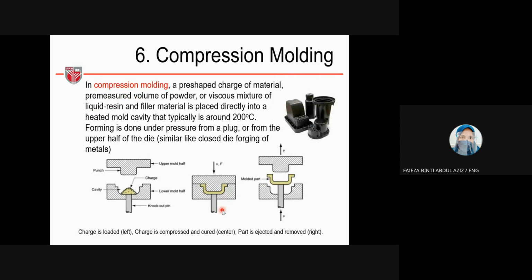Okay, next is compression molding. In compression molding, a pre-shaped charge, here the charge, the pre-shaped charge of material or pre-measured volume of powder or viscous mixture of liquid resins and filler material, is placed directly into a heated mold cavity, typically around 200 degrees Celsius. So forming is done under pressure from a plug or from the upper half of the die. It is similar to closed die forging of metals. Same as closed die forging.